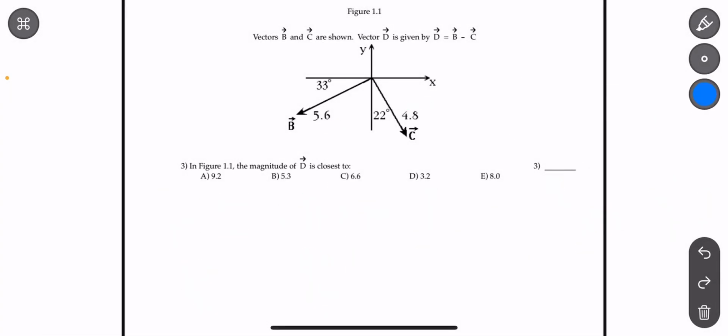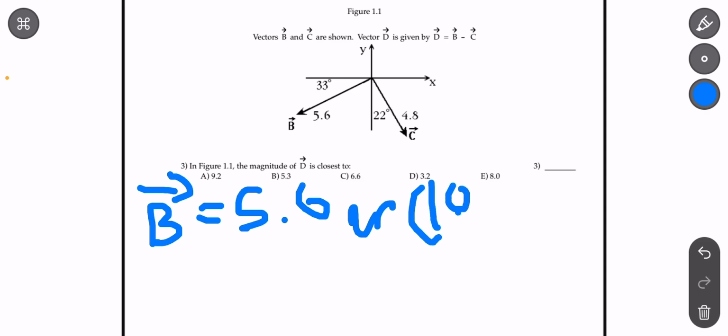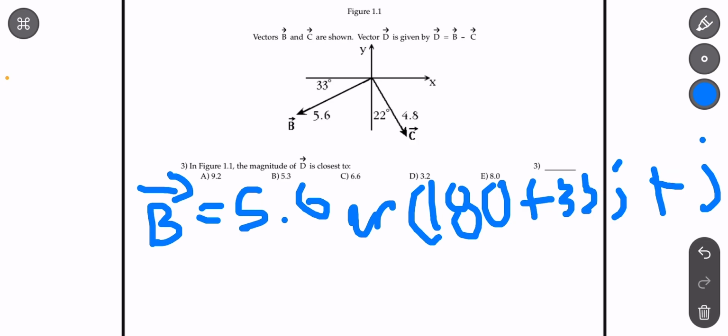And after we plug it in, our B should look something like this before we plug them in. B equals 5.6, to 180 plus 33 I. Then it is the plus the J part as well, which is identical to the I part.